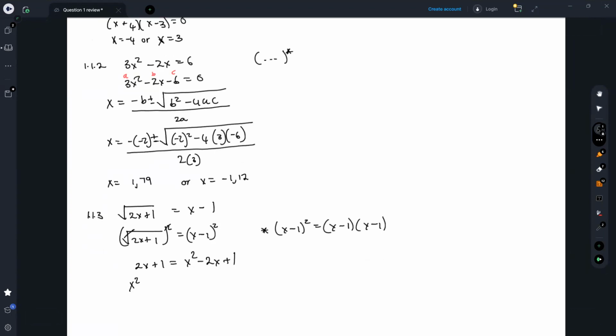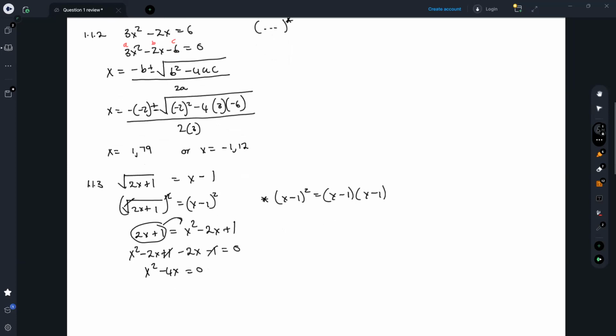So we're going to have x squared minus 2x plus 1. Now I'm taking these terms to the other side to join the x squared, and we're going to have minus 2x minus 1 equals 0. Now we group like terms so that we can have a cleaner quadratic equation. So we have x squared minus 4x. This is a positive 1, that's a negative 1, so they cancel out and we're left with 0.